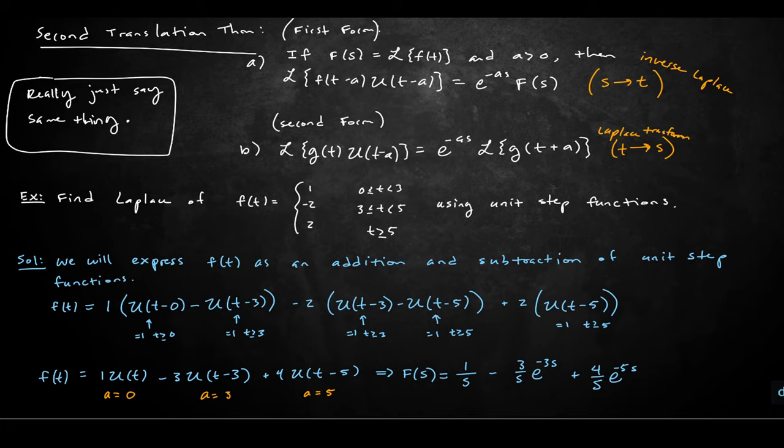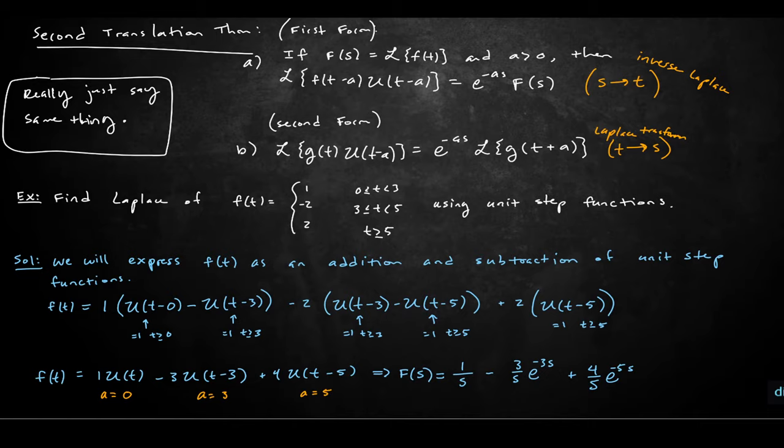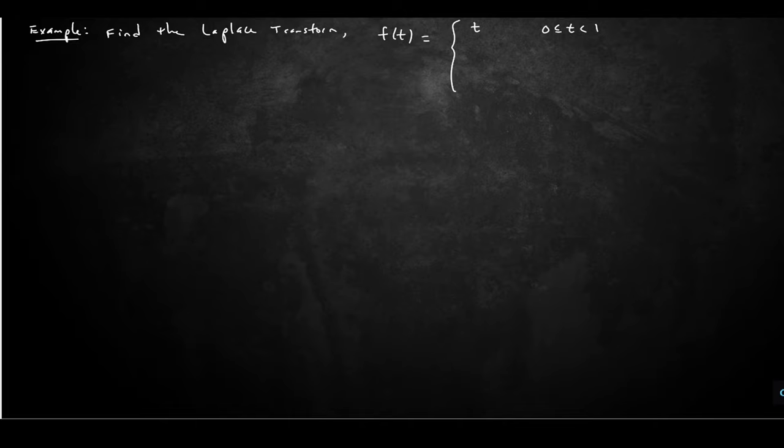Let's look at another example. So another example. Find the Laplace transform. And our piecewise function f of t is a little more complicated. It's going to be t if t is between 0 and 1, strictly less than 1. And then it's going to be 2 minus t for t between 1 and 2, strictly less than 2. And then 1 for t greater or equal to 2.